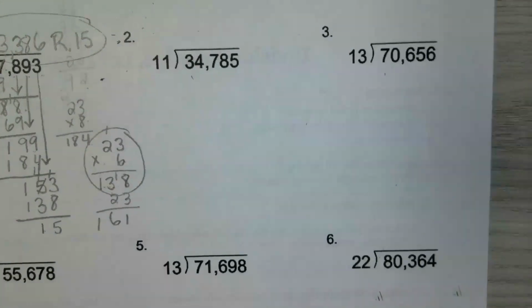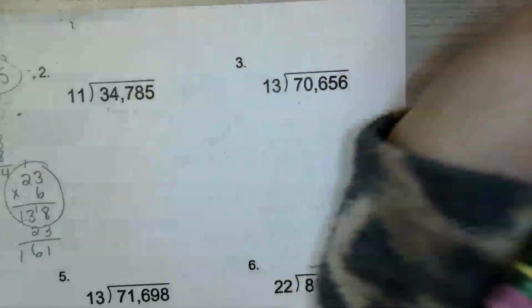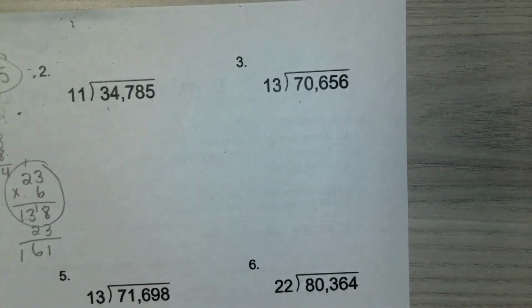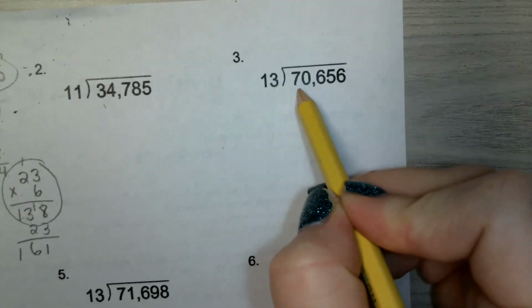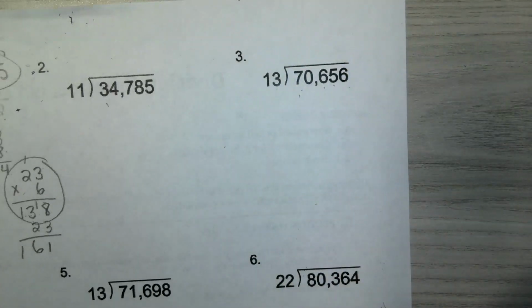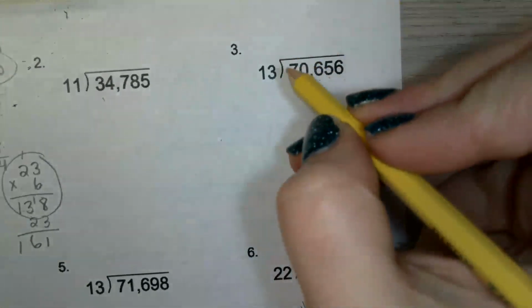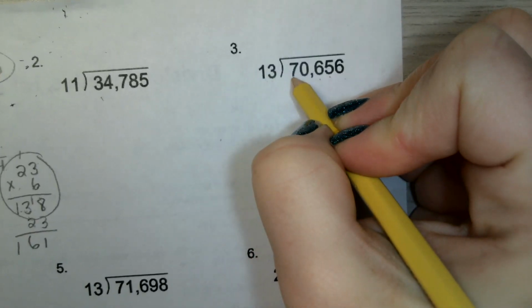Okay, let's jump to number 3. So we are trying to figure out how many times 13 goes into 70,656. Probably a lot. So the first thing we want to do is see how many times 13 goes into our first number here, 7.